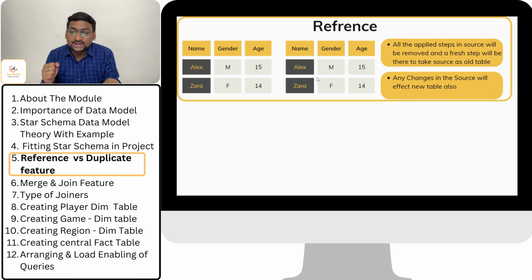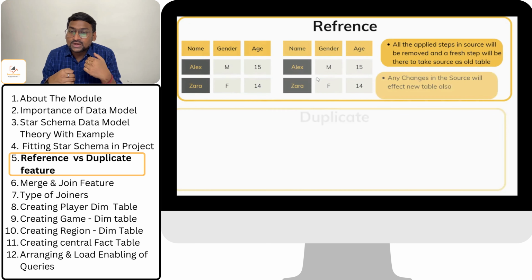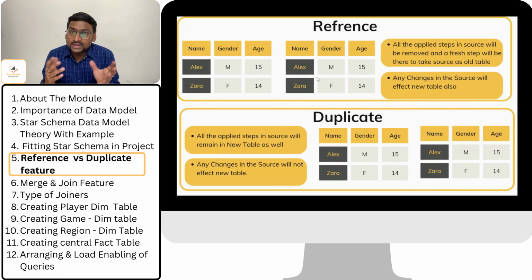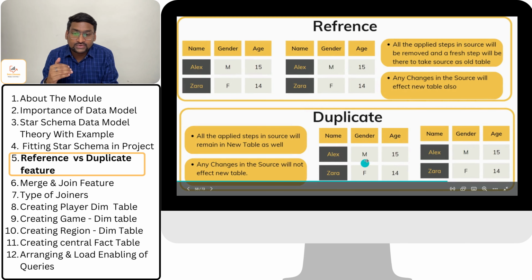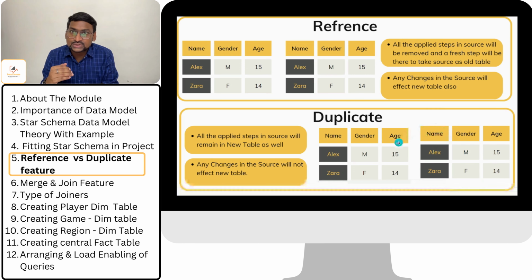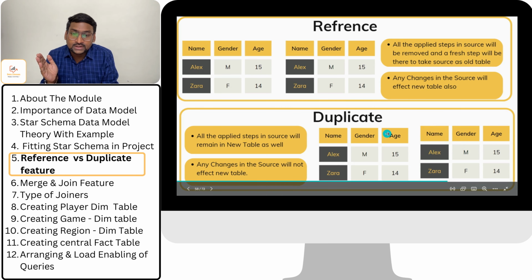Another way of making a replica is called duplicate. When we make a duplicate of A as B, exactly the same copy of A will be produced as B, but this time there is no linkage between these two tables. When I say there is no linkage, that means all the steps which are applied here will also get applied here. That is a true replica. So all the steps will also get implemented.